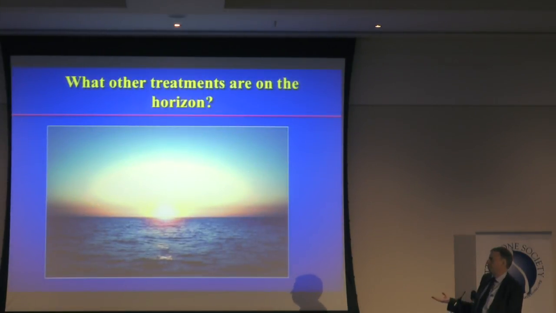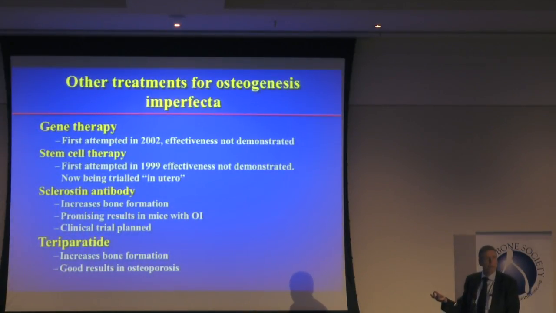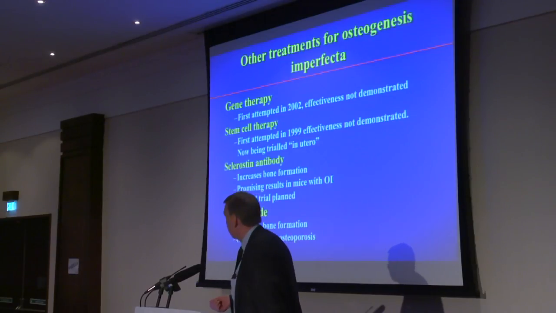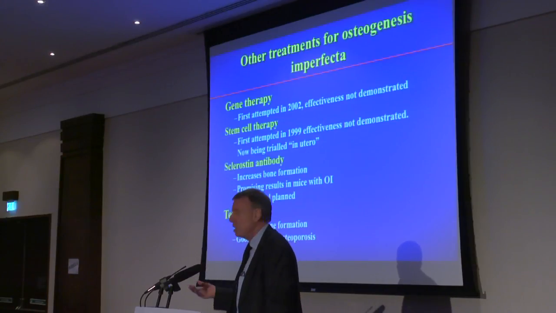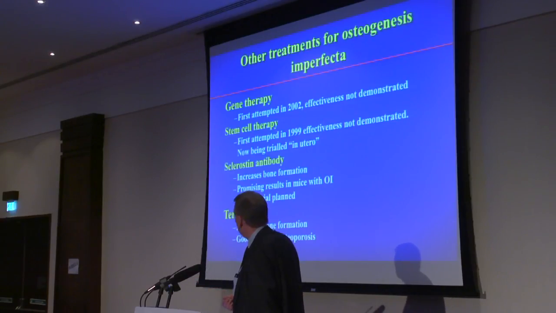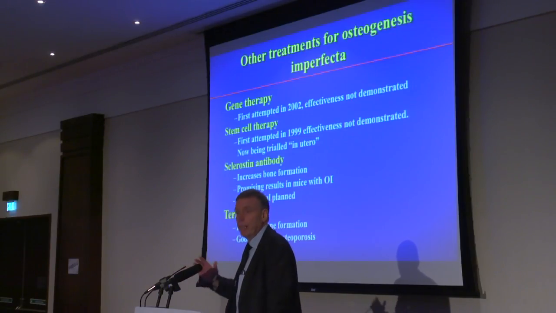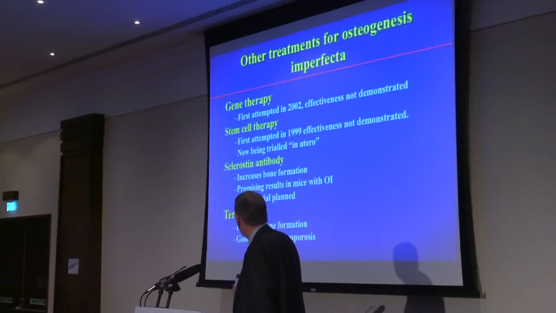So, where do we go from here? We've got the bisphosphonates, but what is next? Can we move forward? Well, I did a bit of a literature review of stuff that's been done in osteogenesis over the years. There have been various things tried. There has been what's called gene therapy, to correct the gene. That was attempted in 2002. It didn't look like it was terribly effective, and I'm not aware of any other gene therapy studies going on now. So that's a long time ago, and I don't think there's been much progress.